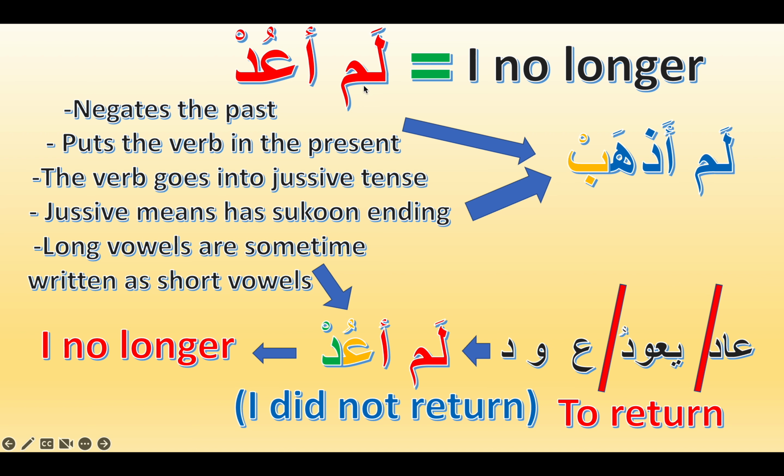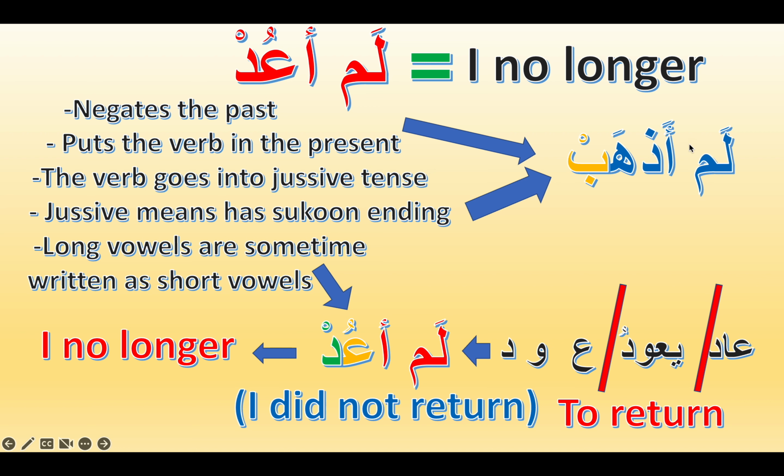So, we have the phrase لم أعود, which means I no longer. Now let's just analyze the phrase. Let's break it down first. We saw in the previous video on lem, which I will attach in the description below, that lem is used to negate the past. And when we negate the past with lem, the verb is in the present tense.